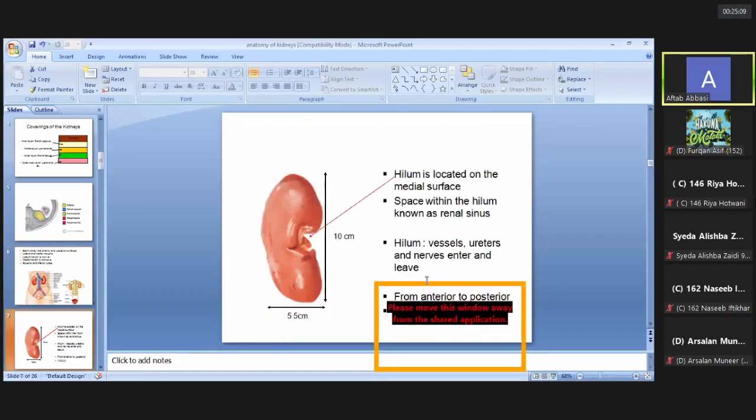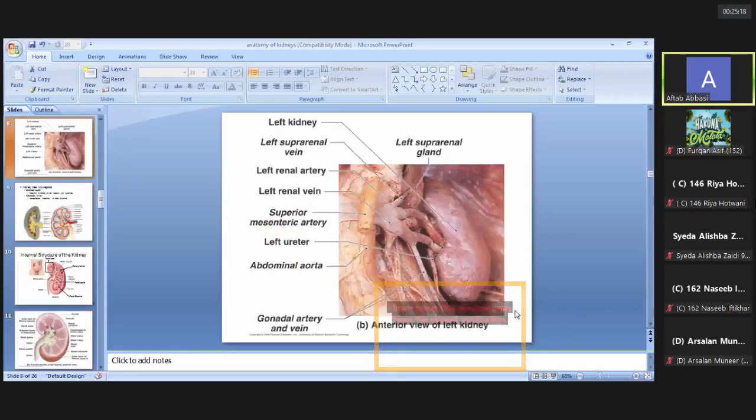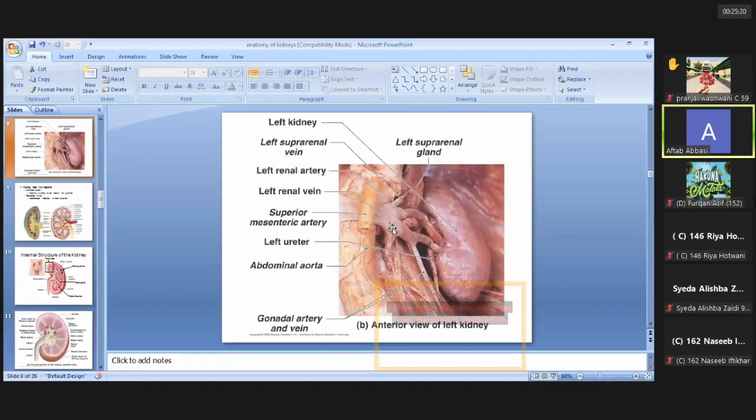Then the structures present at the hilum of the kidney are important, along with their specific arrangement from anterior to posterior side. This arrangement is important. The most anterior structure is the renal vein, then the renal artery, and then the ureter.